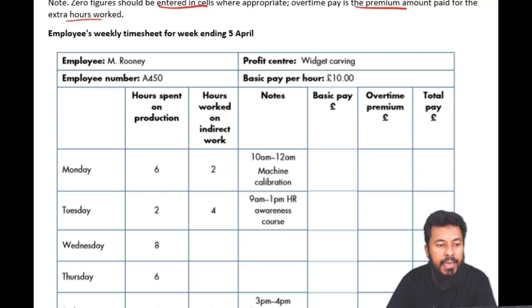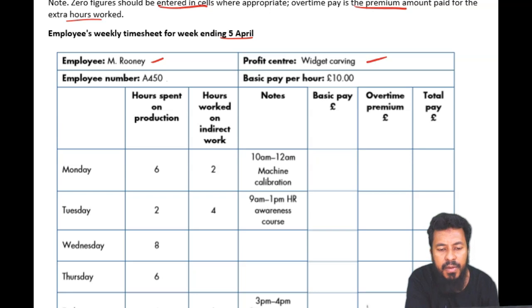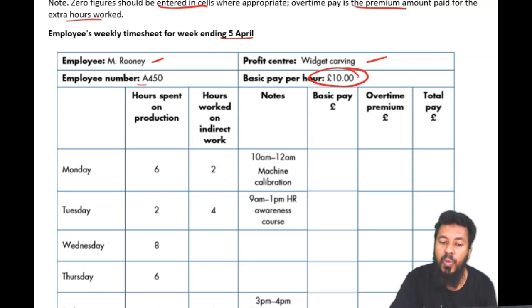Employees' weekly timesheet for the week ending 5th April. The employee name is M. Rooney, with a profit center and number given. We don't need to put any emphasis on that. The focus is here: the basic rate is £10. So what is time and a half? 10 times 1.5 gives 15. So 1.5 represents £15, and double, which is 2, represents £20.